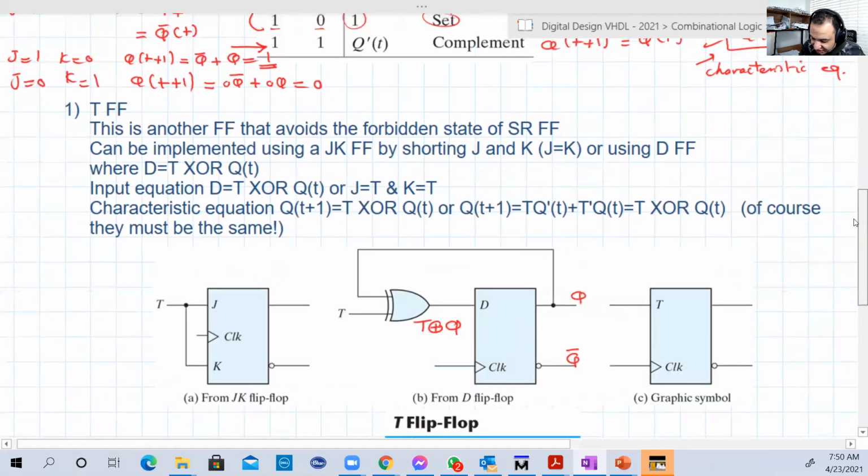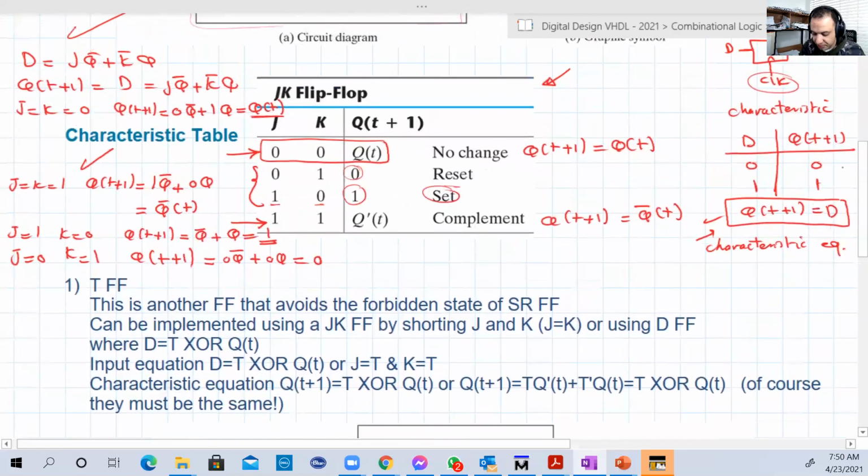Just look at the characteristic table of the JK flip-flop. In the T flip-flop, J is equal to K. Whatever you put on J, it will be copied to K. So basically, you reduced the characteristic table to 2 possible rows instead of 4, because you force J to equal K.